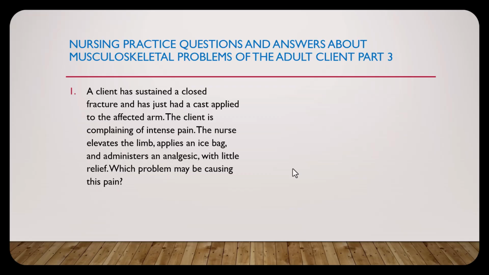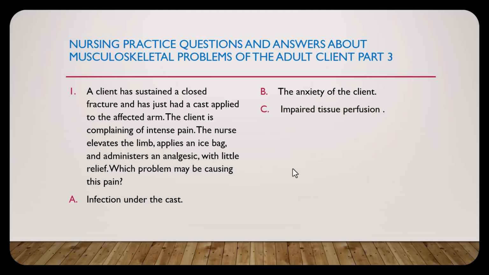So these are the options. Option A, infection under the cast. Option B, the anxiety of the client. Option C, impaired tissue perfusion. Option D, the recent occurrence of the fracture.